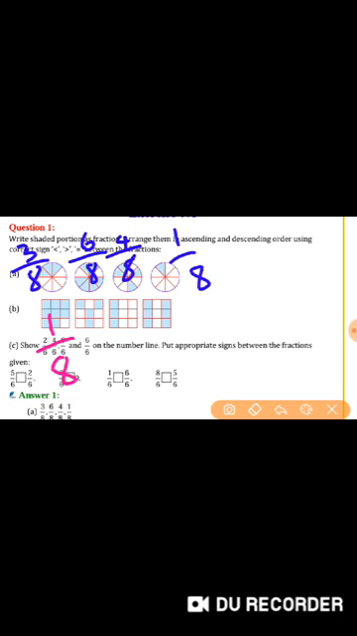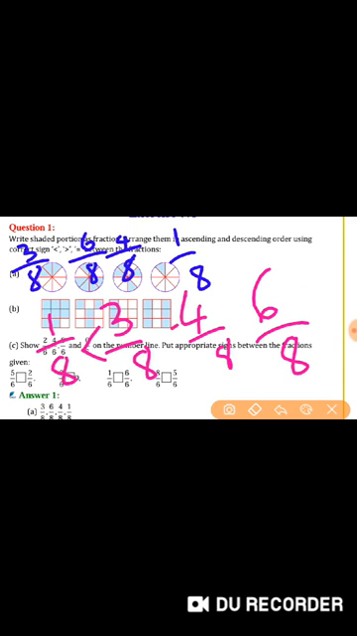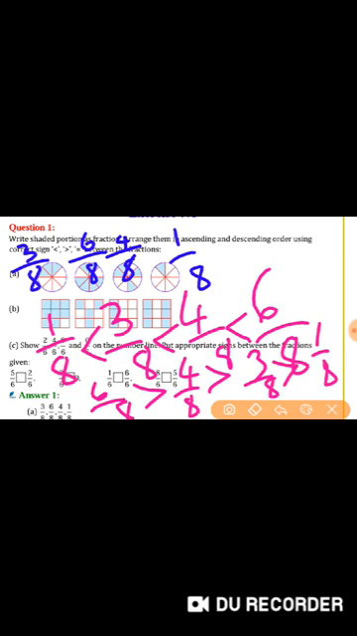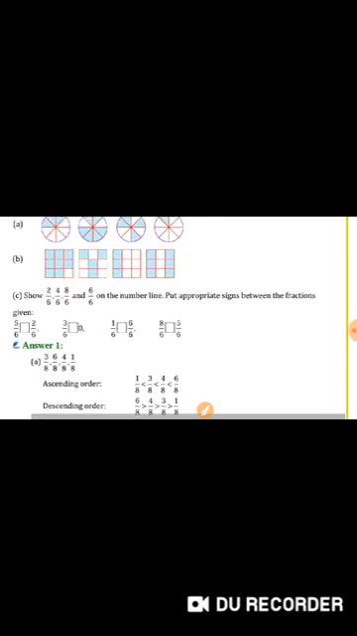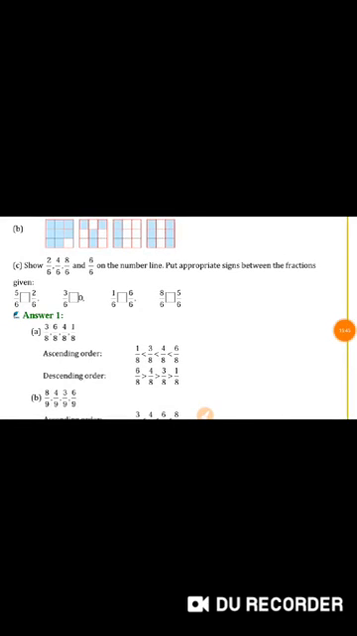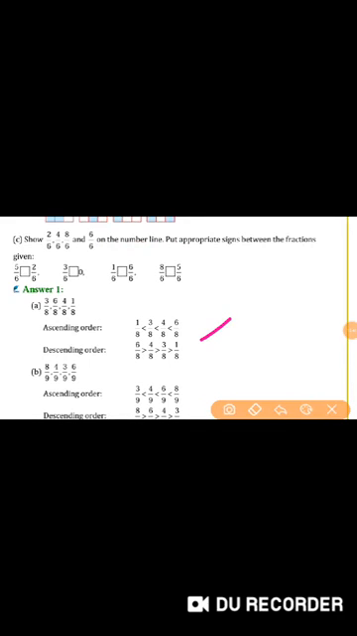Then next 3 by 8. Next 4 by 8. Next 6 by 8. So this is the ascending order with less than, less than, less than. Descending means reverse. Okay, we can write 6 by 8 first, then 4 by 8, then greater than 3 by 8, greater than 1 by 8. This is how you have to write. So here we have written the ascending and descending order.